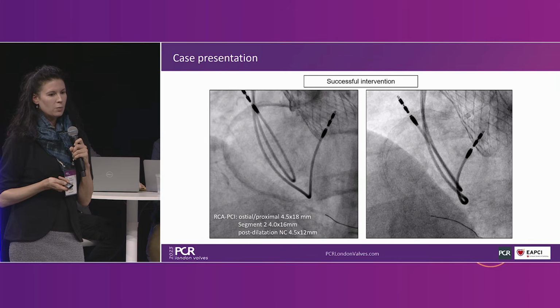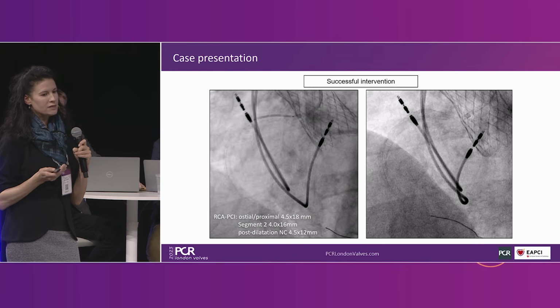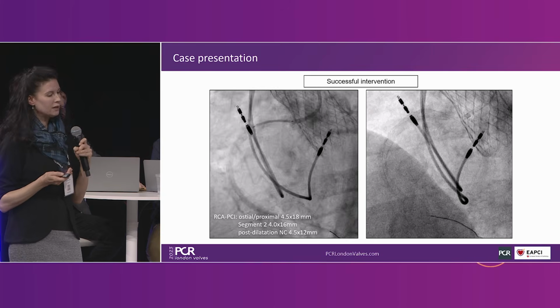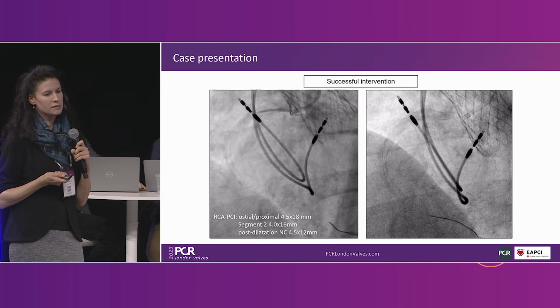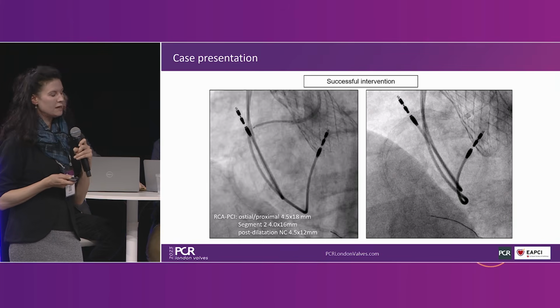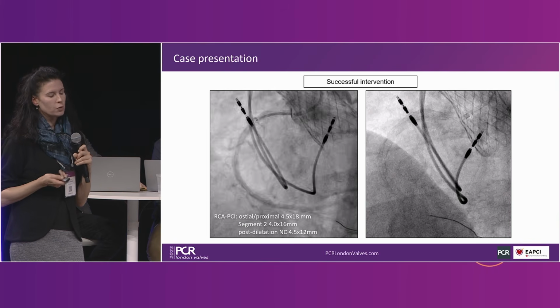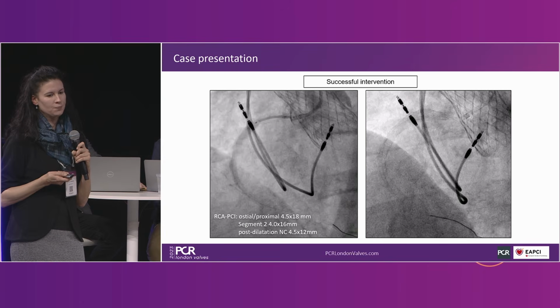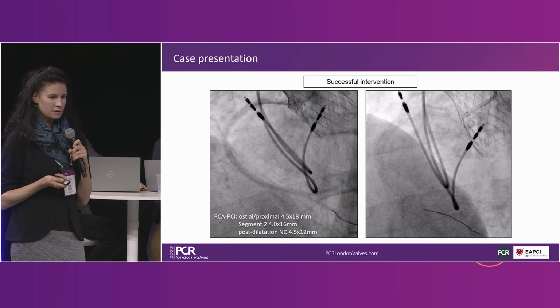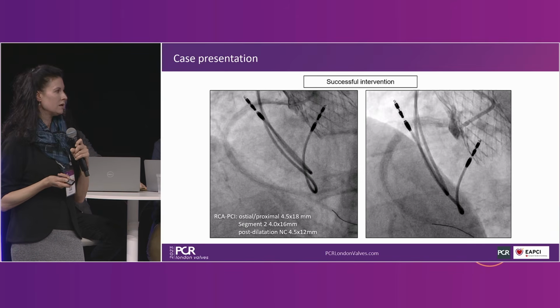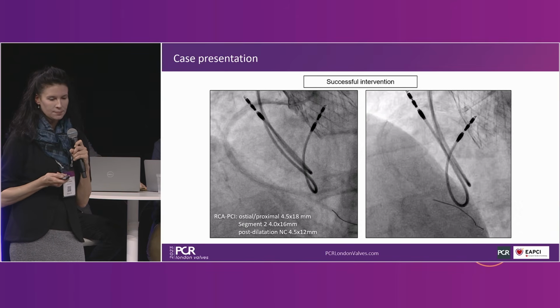And from this time on, the procedure itself went more or less smoothly, implanting 2 stents in the proximal and then in the mid-part segment, followed by several post-dilatations to ensure the most appropriate stent apposition. And I guess that the final result is convincing given the initial circumstances.